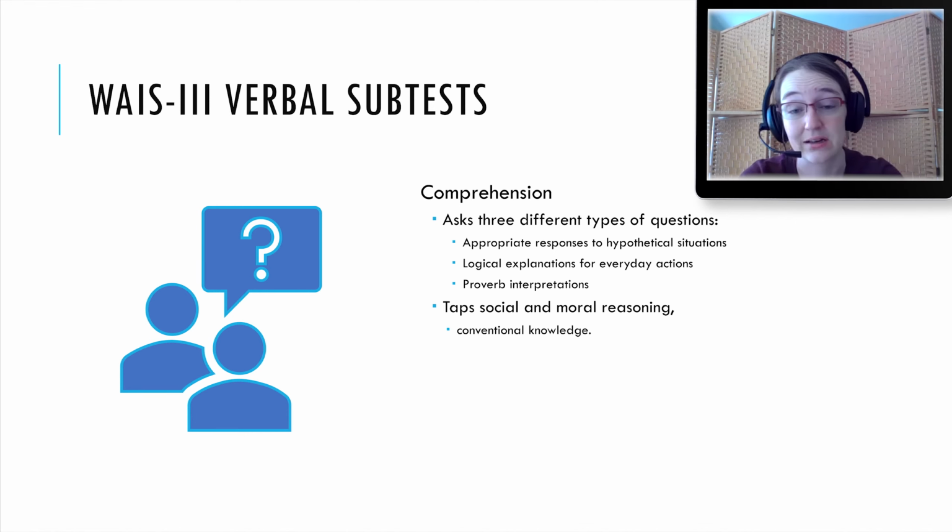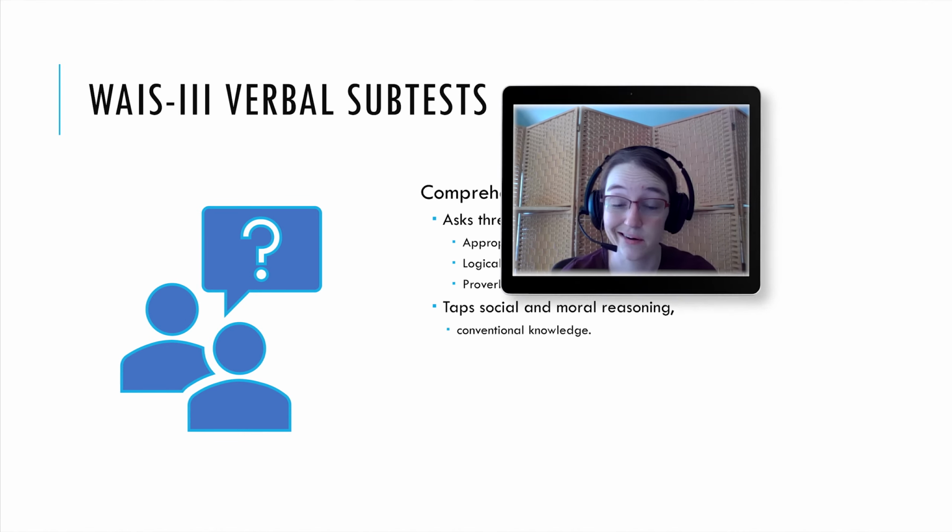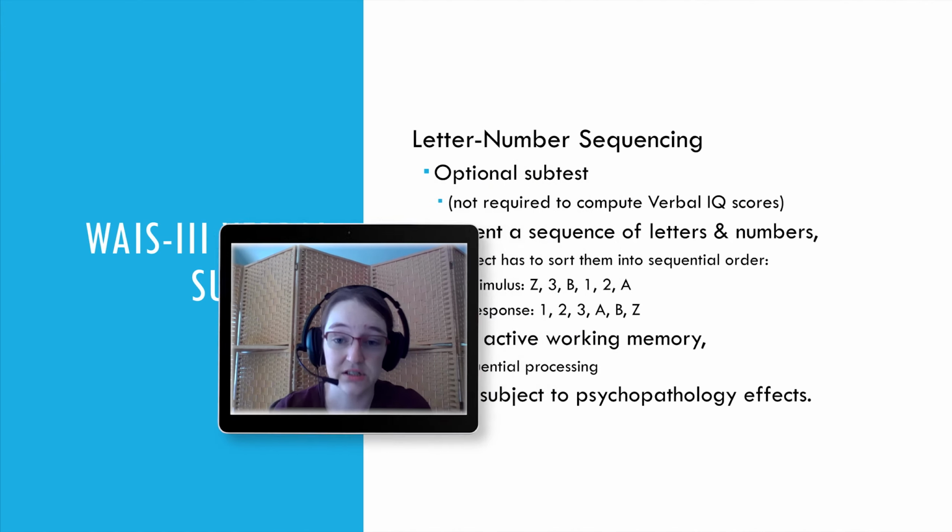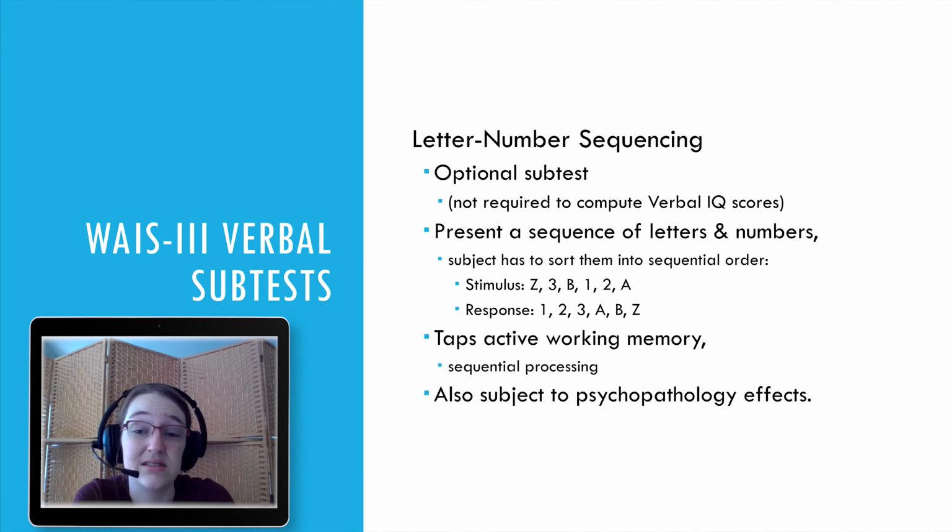And that's why having experienced clinicians is really, really a key piece here. So you can get a better sense of what is typical. And atypical is not bad, but it can signal that there's more to the story here. So letter number sequencing, this is an optional subtest. It's only in the newest versions. You don't need it for the verbal IQ score.